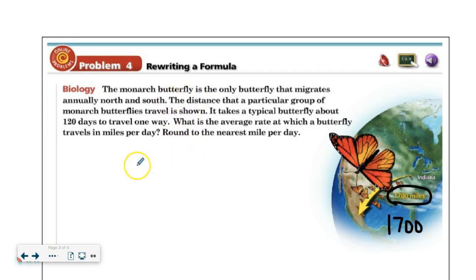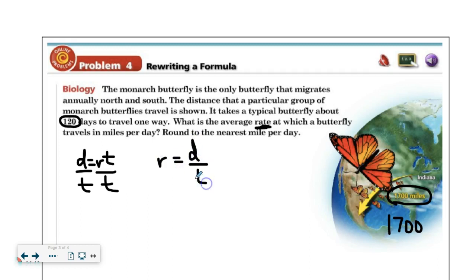So this is distance, rate, time. Distance equals rate times time. That's on the first page if you need to go back and see that. So D is for distance. That's the 1,700. It takes a typical butterfly about 120 days to travel one way. That sounds like a time. What is the average rate? So it's asking me to solve for the rate. So basically that means rewrite this equation in terms of R. In order to do that, I'm going to divide both sides by T. So R equals D over T. Rate equals distance over time.